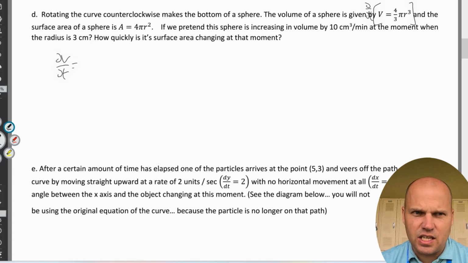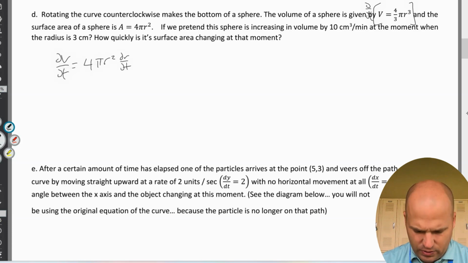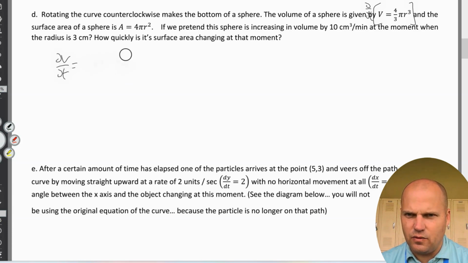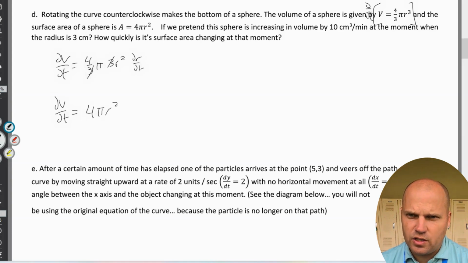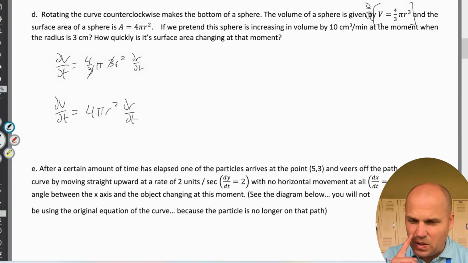So we get dV/dt equals 4 pi r squared dr/dt. Let me just show you that if you're confused. 4/3 pi times 3r squared dr/dt. The 3 and the 3 will cancel. So my volume rate equals my surface area times how the radius is changing.